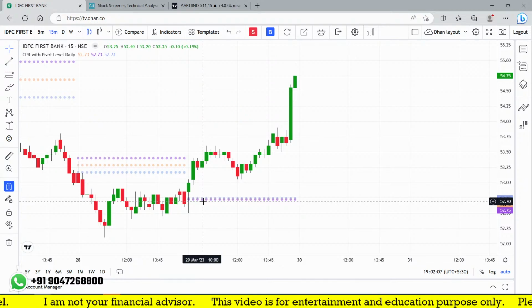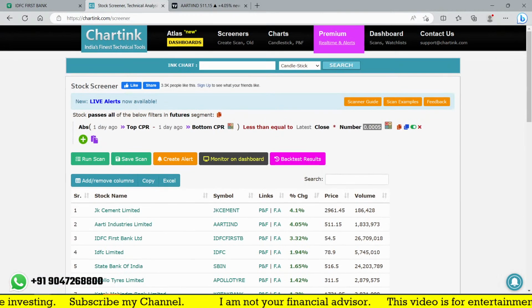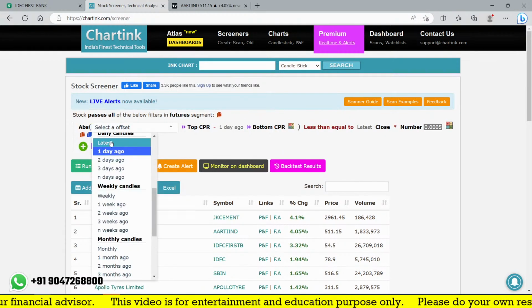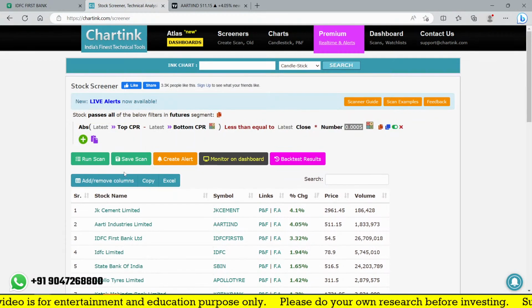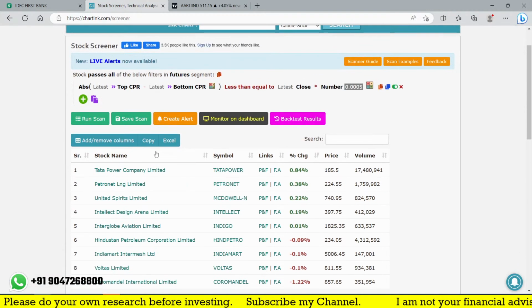I have given you a clear idea about how to create that scanner. This is what a scanner looks like, but it is not available for today. For tomorrow, these are all the stocks. That means on Friday, we are going to focus on these stocks, which are all having a narrow CPR.